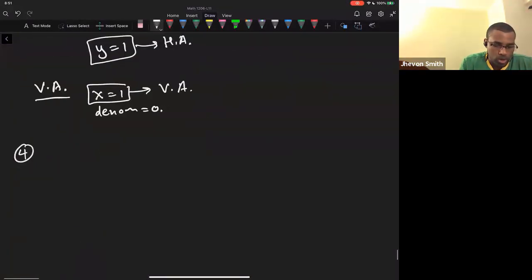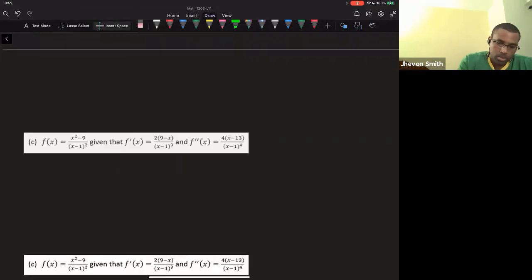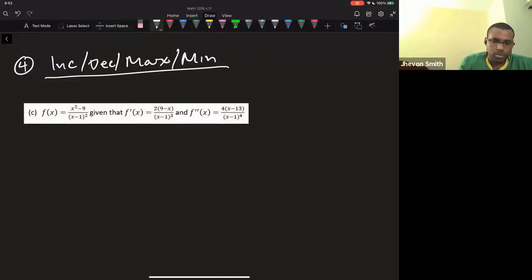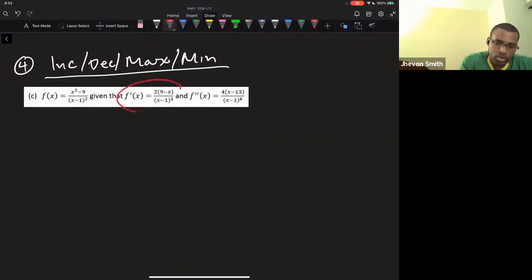Moving on to step 4. Where are we increasing, decreasing? Where do we have maximums? Where do we have minimums? To do this one, we're going to need to do the first derivative test, which means we care about this guy. We're going to have our critical points. For the derivative to be 0, you need x equals 9. For the derivative to be undefined, you need x equals 1.